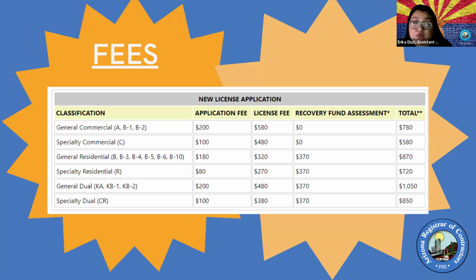If you are applying for multiple licenses, you pay per license. So if you're applying for an A and then you're also applying for a C, you're paying two different fees. That's $780 and $580. So keep that in mind. If you are applying for multiple licenses, you pay fees per license, and that includes the recovery fund as well. If you're applying for two different licenses that both include residential, you pay per license on that recovery fund assessment.